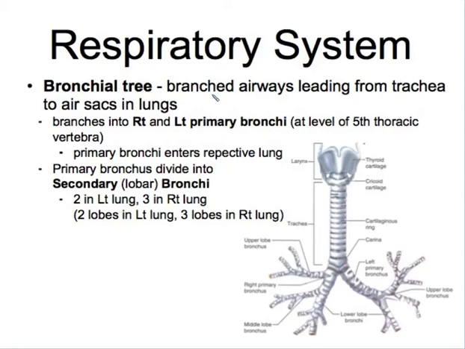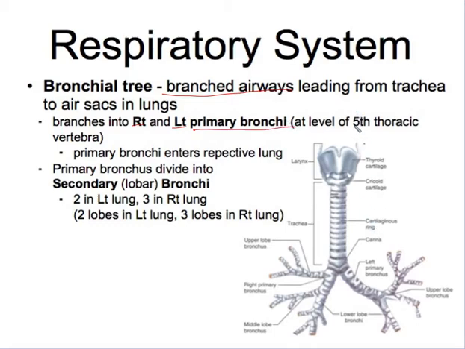Okay, down beneath your trachea. Air goes from the larynx through the trachea and it has to get to your lungs. We call this the bronchial tree. The bronchial tree is branched airways leading from the trachea to the air sacs in your lungs. You have several different layers to this bronchial tree. The first split: your trachea splits into your right and left primary bronchi.